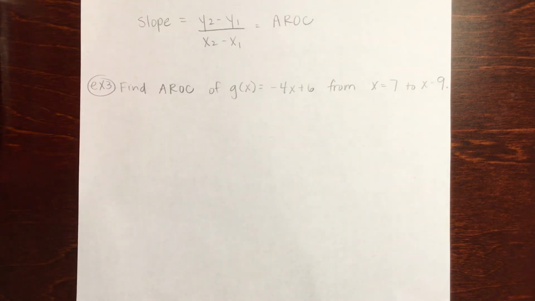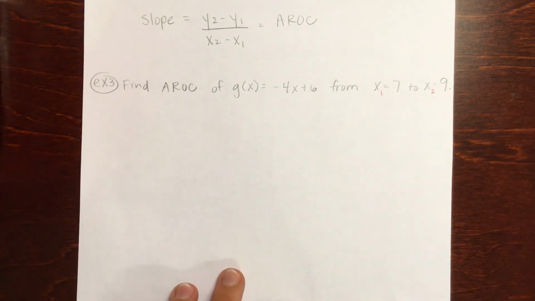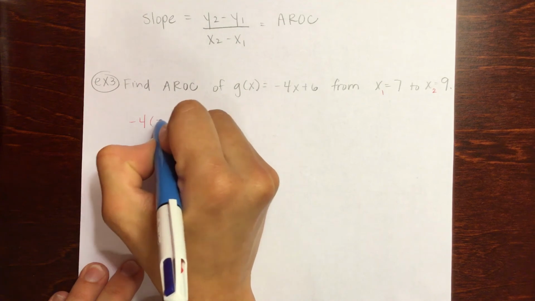Last example is not a word problem, so you don't have to worry about units, but you do have to do a little bit more work. This time I'm asking you to find the average rate of change, and I give you an equation and two x values. So good news, you already know straight up what your x values are, but you have to figure out what your y values are. That just means sub in a 7 into this equation.